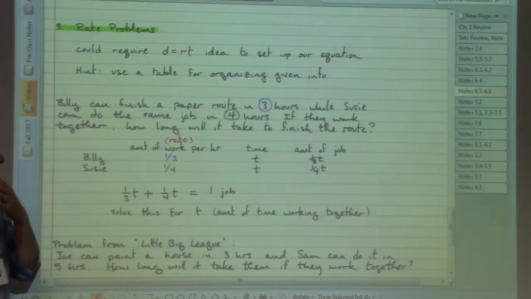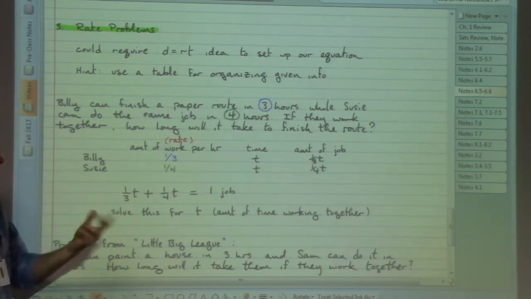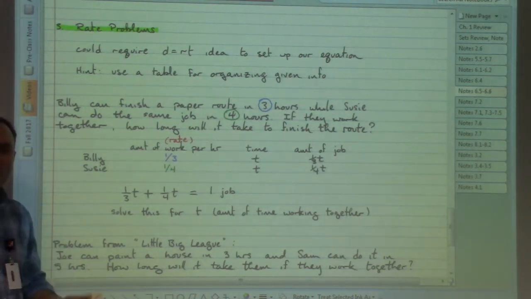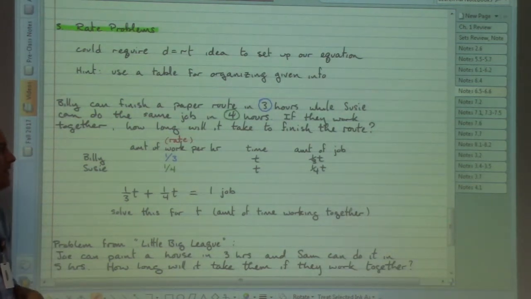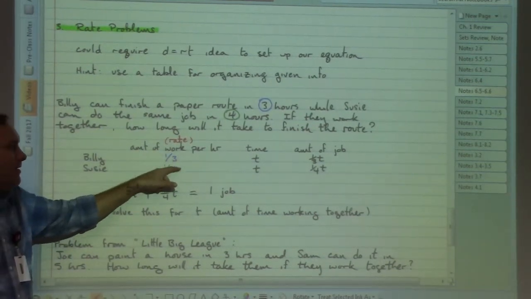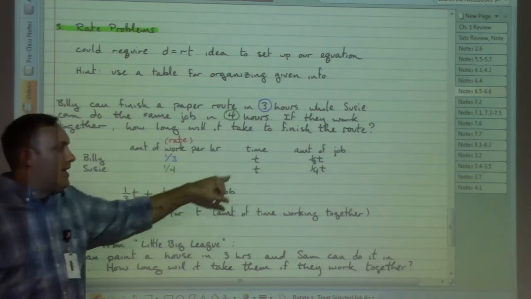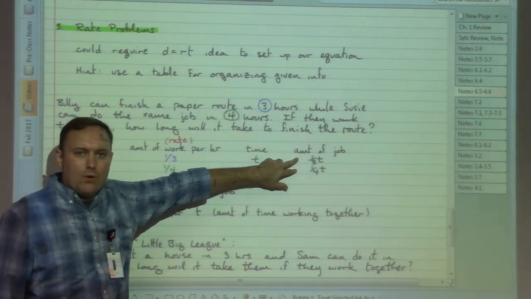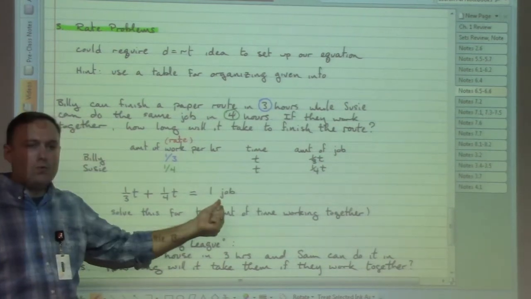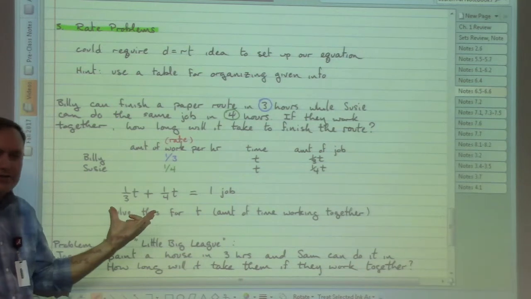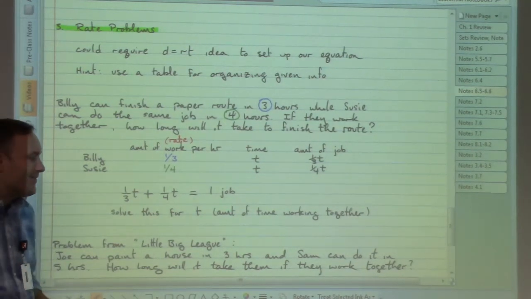In this particular case here with the paper route, 3 hours for one kid to do it, 4 hours for another kid to do it when they work individually. But what happens if they work together? Well, part of the job is done by one kid, part of the job is done by another kid. They work the same amount of time, and while they do a little bit different amount of work, all together they have to do one job total. What we get is an equation that has fractions showing up, has rational expressions showing up.